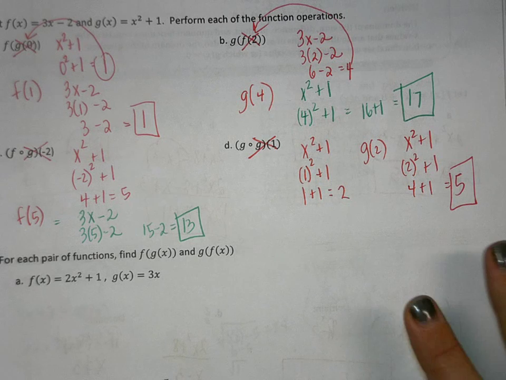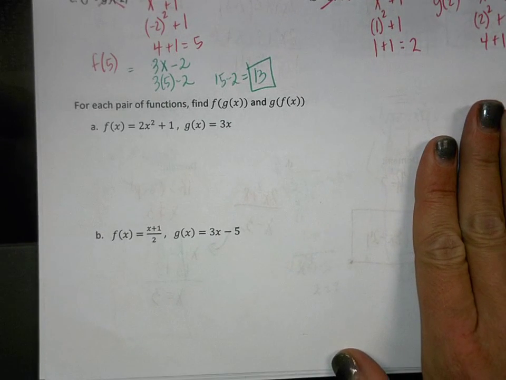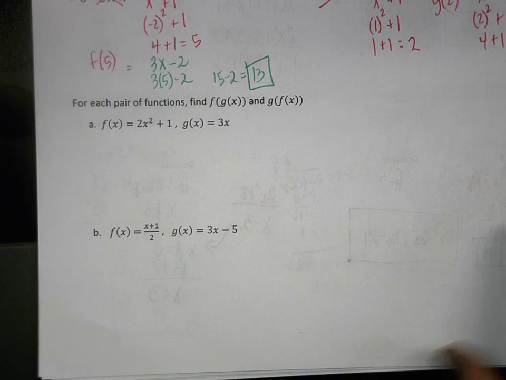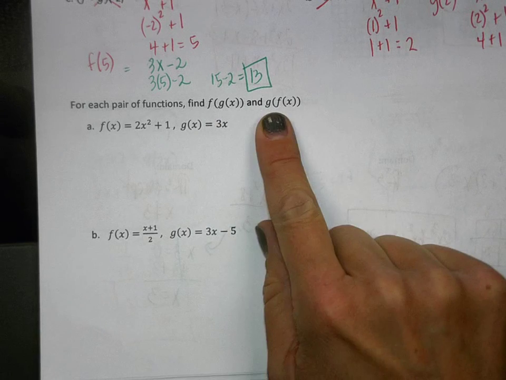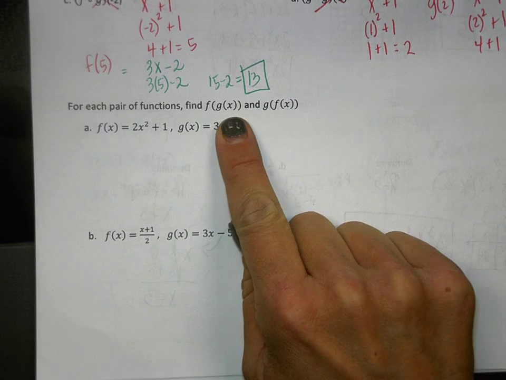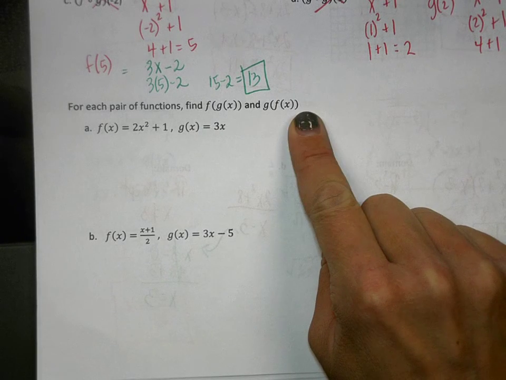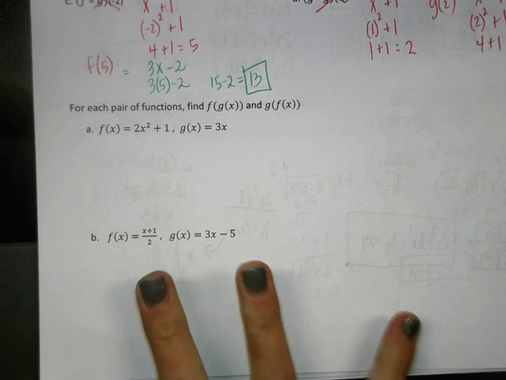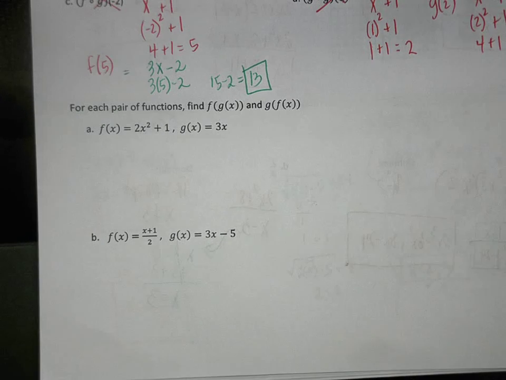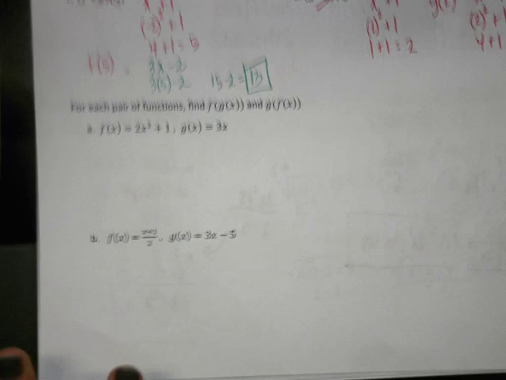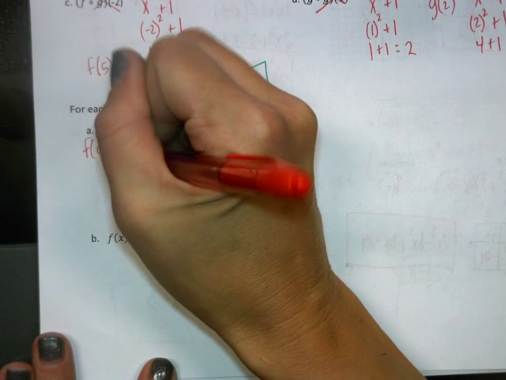Okay, so going down here to the bottom now, they want us to find 2 different answers. They want us to find f of g of x and then also g of f of x. So we start with g of x, and once we get the answer, we plug it into f, and then vice versa. Now, if you notice, before we had numbers. This time they have x's. So we're going to start with f of g of x.